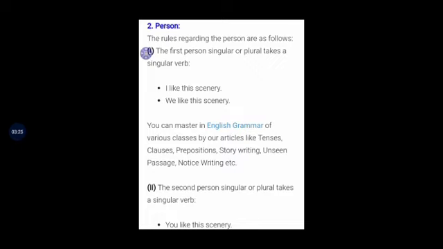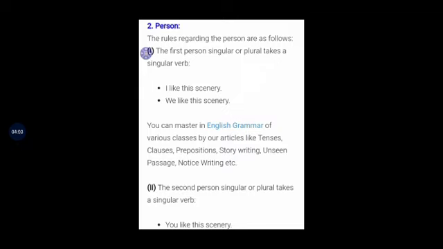I like this scenery. I is the first person singular pronoun, so here we need to take the plural form of the verb. And we like this scenery. We is the plural subject, so we need to take here the plural form of the verb. So here it is clear that whether the first person is singular or plural, at that time we need to take the plural form of the verb.